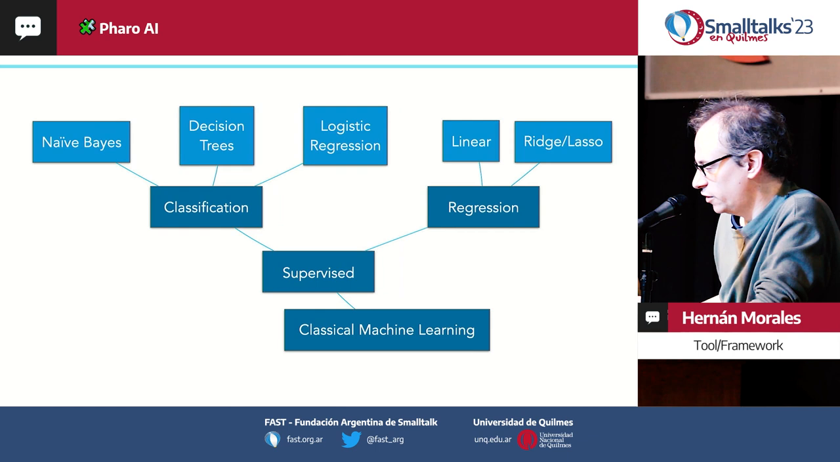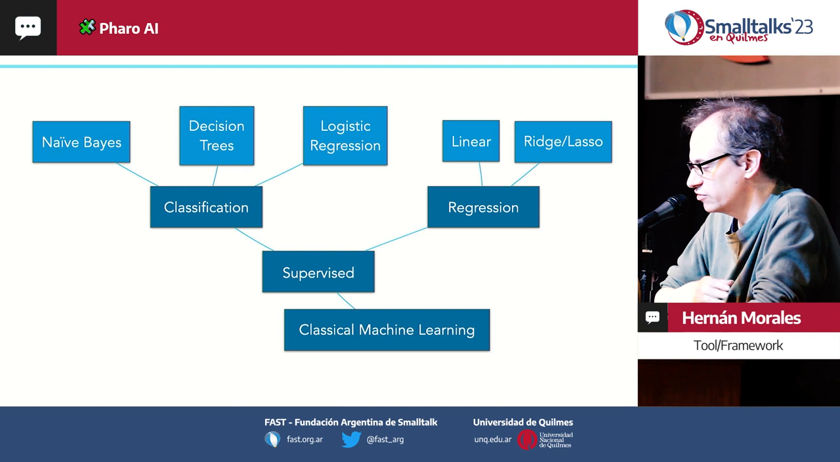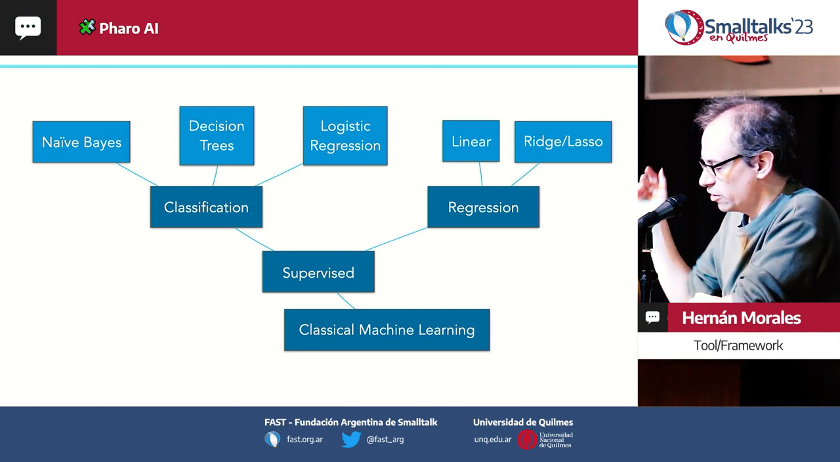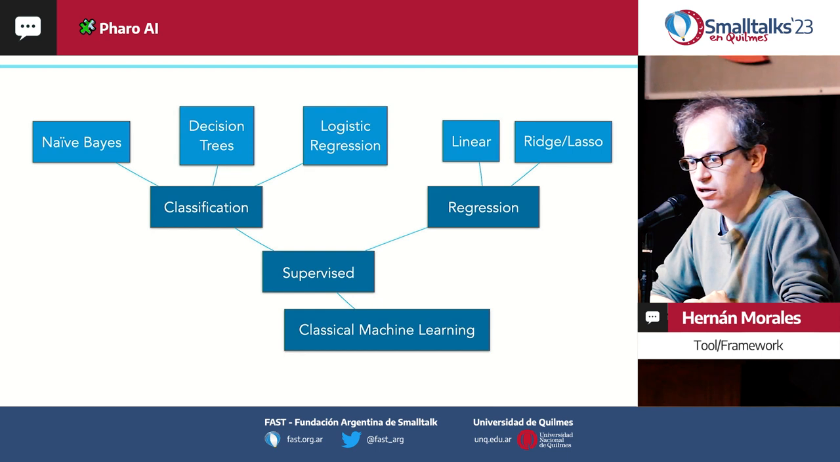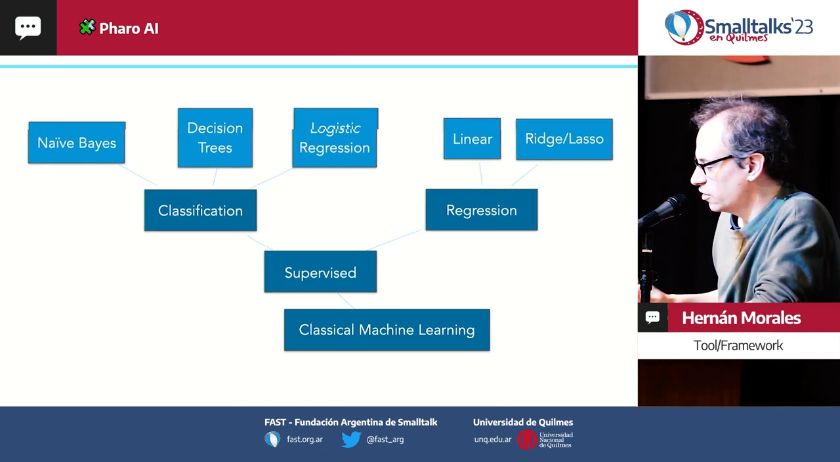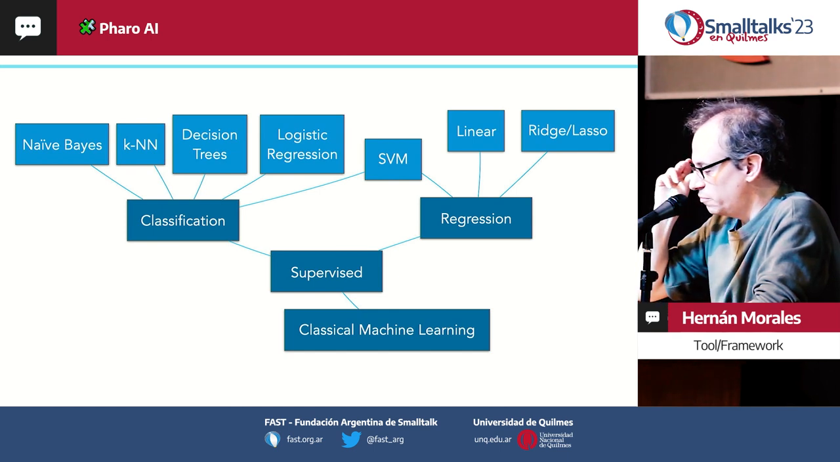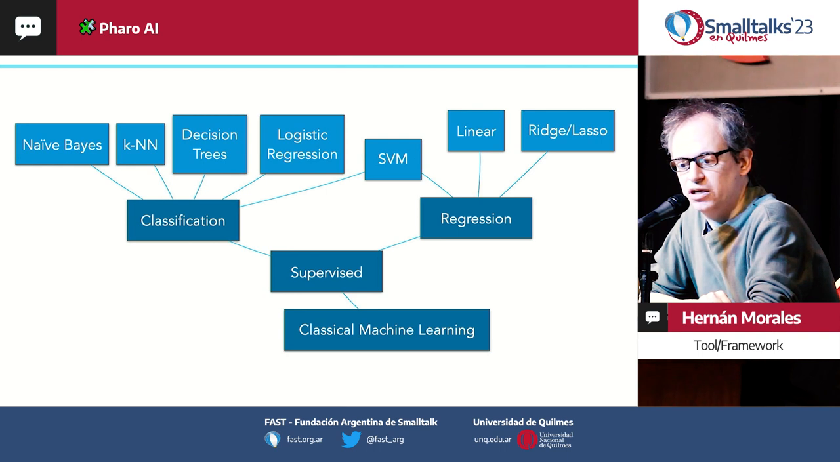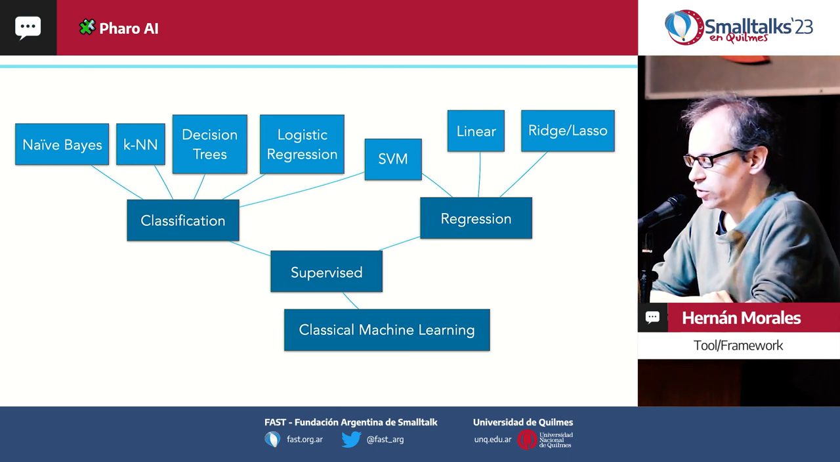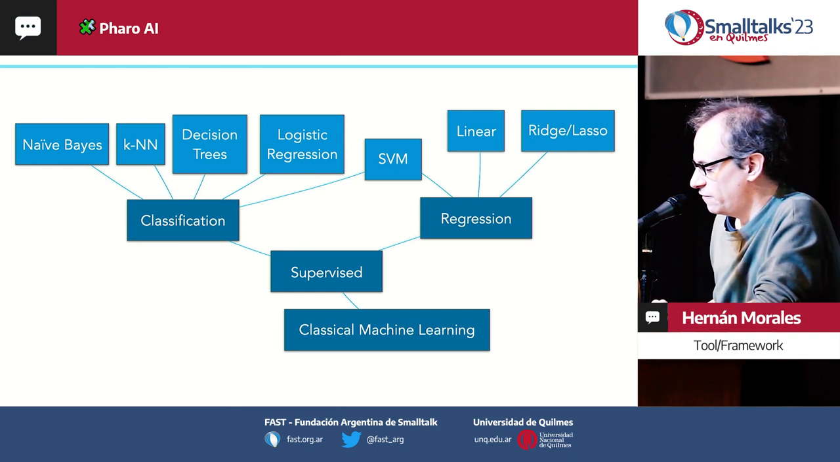And we also have supervised regression, like linear regression. This helps to reduce overfitting. This is a helper method for other classification algorithms. And finally, we have another supervised method, which is based on optimal hyperplanes. We have a variant implemented, which is the soft version of support vector machines.